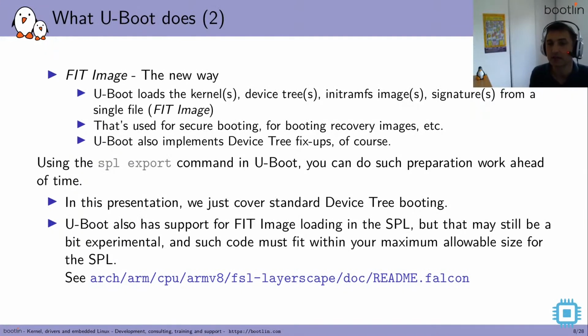Another way is the FIT image way, the new way actually. In this case, the U-Boot bootloader will load the kernels, possibly multiple ones, device trees, initramfs images, and signatures from a single file that is called a FIT image. That's actually used in particular for secure booting, for booting recovery images, etc. That's interesting because U-Boot just has one binary to handle, containing everything. In that case, U-Boot will also implement device tree fixups, of course.